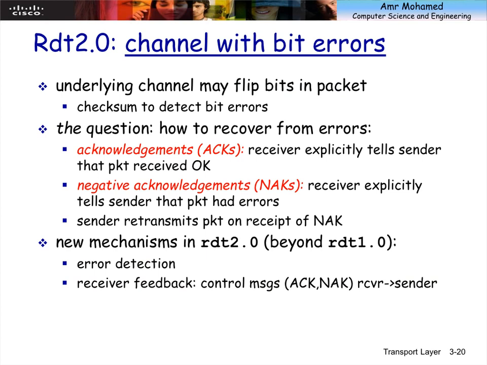So now, underlying channel may flip an error. So we will complicate it one step by saying that the channel now, it cannot lose anything, but it can only introduce some bits in error. Okay? So there's no possibility for loss. But there is a possibility that the channel may change some of the bits, which means that ones become 0 or 0 become 1. That's it. So the question is how to recover from errors in that case.